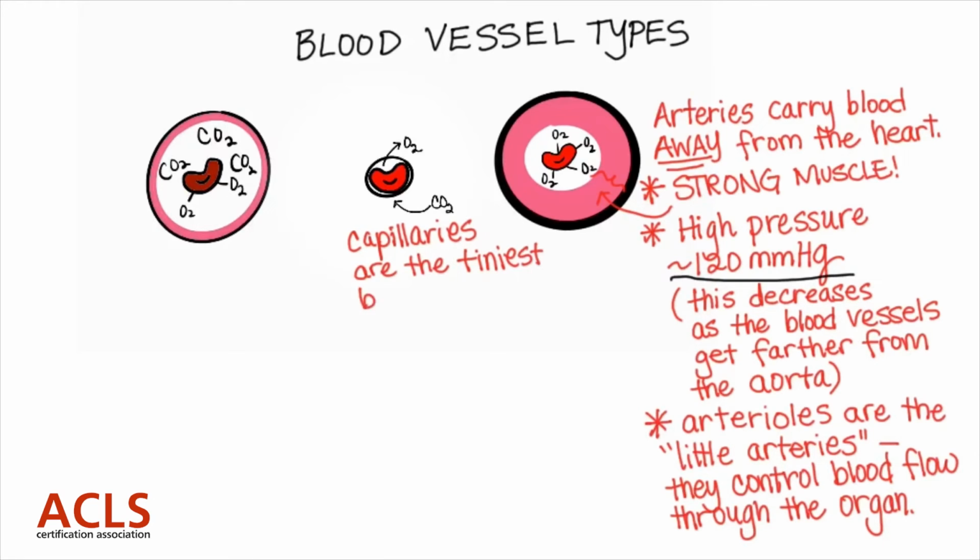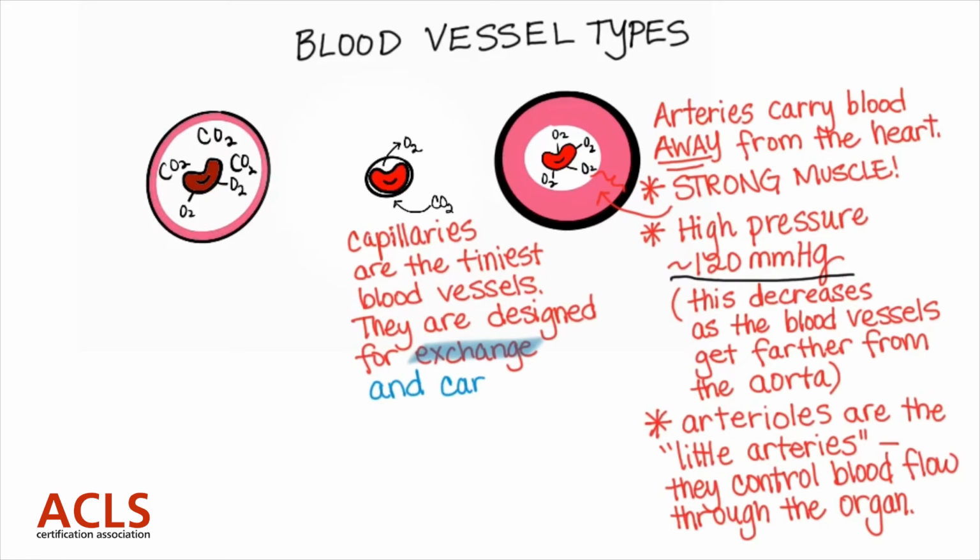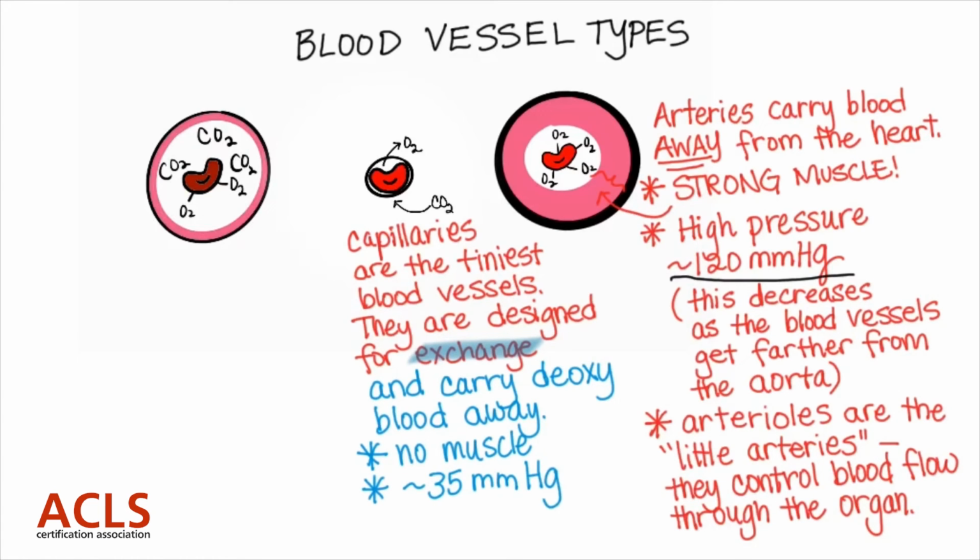Capillaries are the tiniest blood vessels. They are so small, they're microscopic. They're designed for exchange, so they carry deoxygenated blood away from an organ. Unlike the very muscular arteries, they have no muscle. This allows them to carry out their function of exchange. Blood pressure is going to maybe be around 35 millimeters of mercury at the start of a capillary bed. It's going to drop as it goes through. And some capillary beds, like the ones in the kidneys, require a significantly higher blood pressure at the start of the capillary bed in order to do its function of filtration.